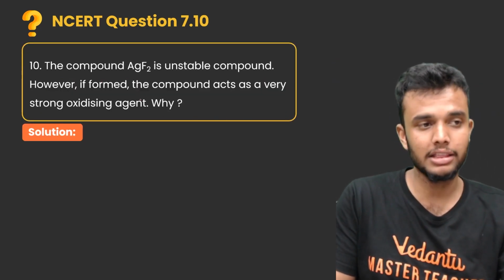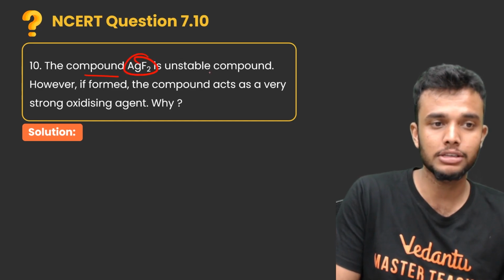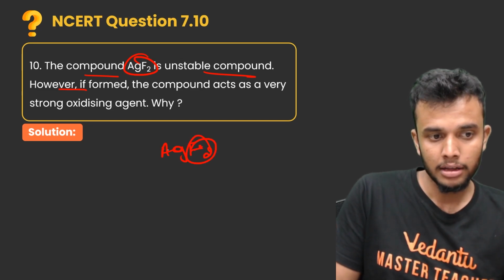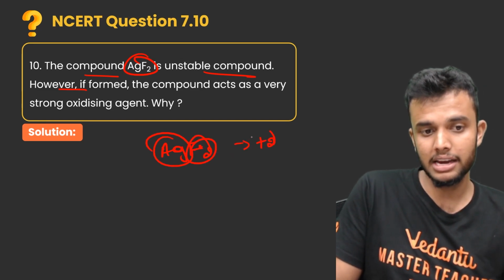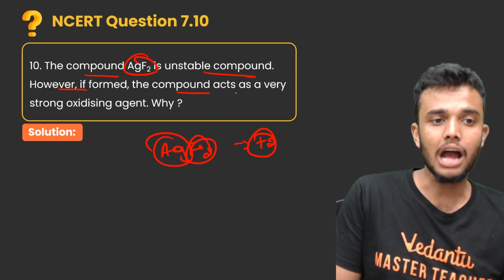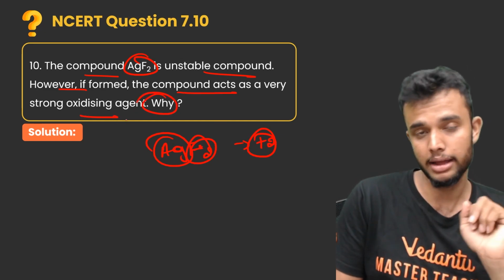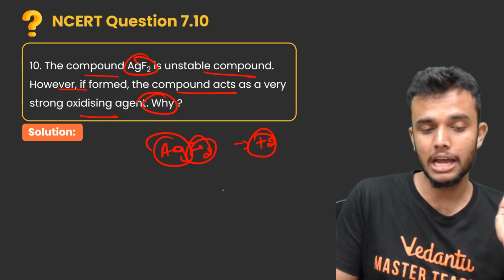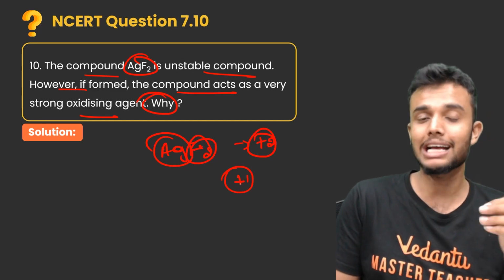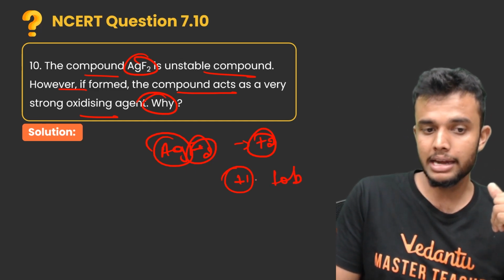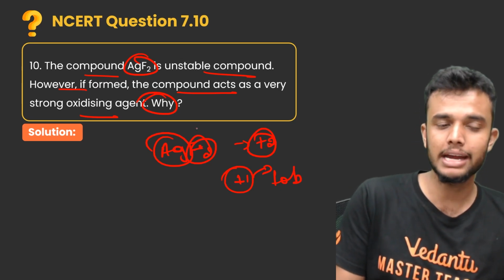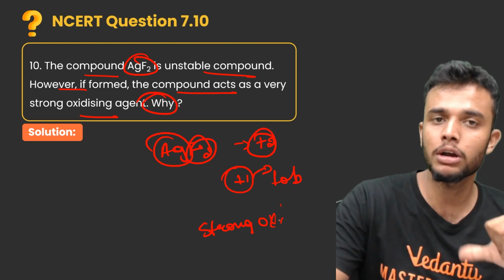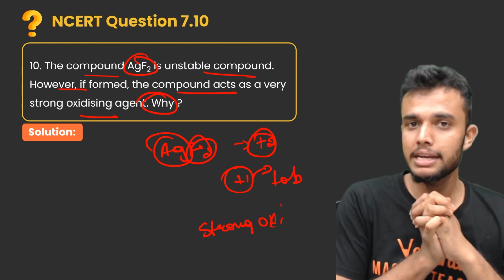Next question. Okay. This is the 10th exercise. The compound AgF2 is an unstable compound. However, yes, students, here what is the valency of Ag? Silver. It's +2, right? Here in the compound +2. It is very unstable. The compound acts as a very strong oxidizing agent. Why? Because it is very unstable, it accepts one electron to become stable. It is always ready to accept the electron. That's why it acts as a strong oxidizing agent. I hope it's clear. Any doubt, let me know in the comment section. Okay, students, let's move to the next exercise.